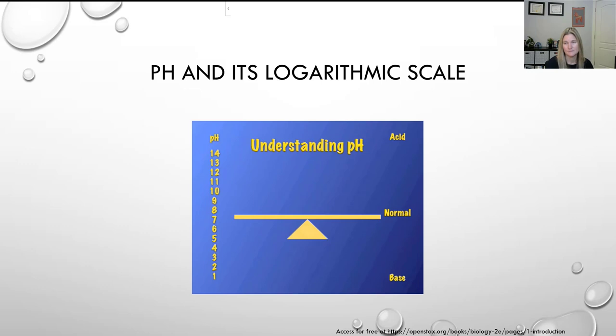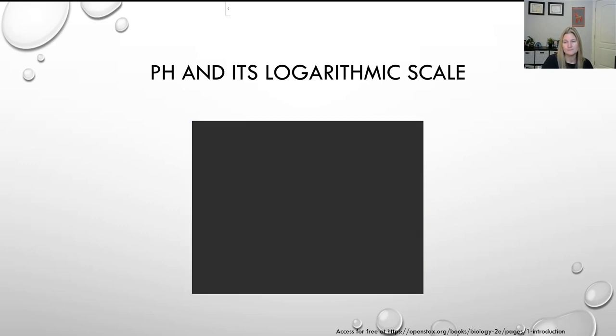So you have this scale. And you can see that if you use a seesaw, this visual will help you understand that as the number goes lower, the acidity increases, and consequently, as the number goes higher, it becomes more basic or more alkaline. And you can see that illustrated here. So remember this seesaw when you're thinking about pH, and it will help you get a handle on the pH system.